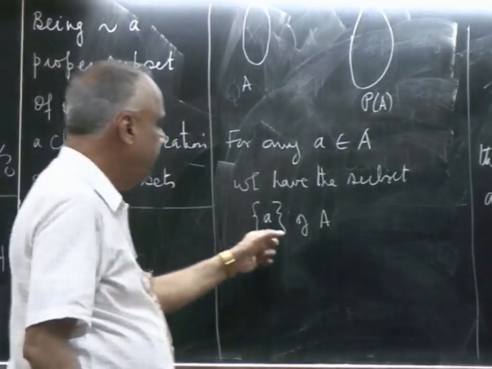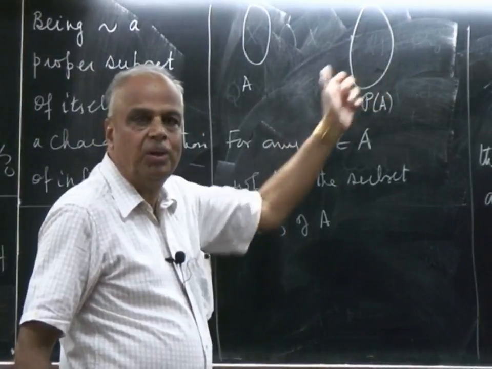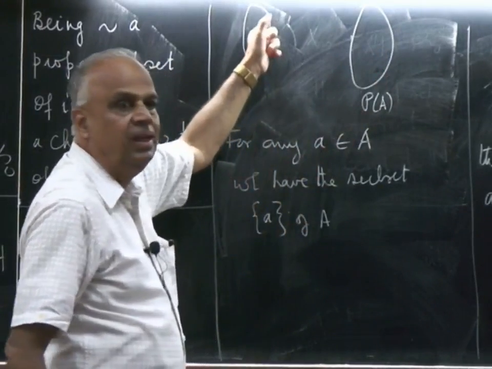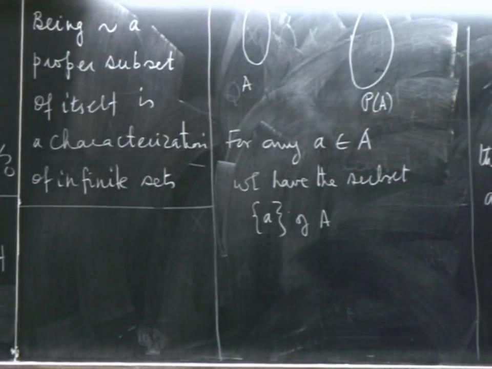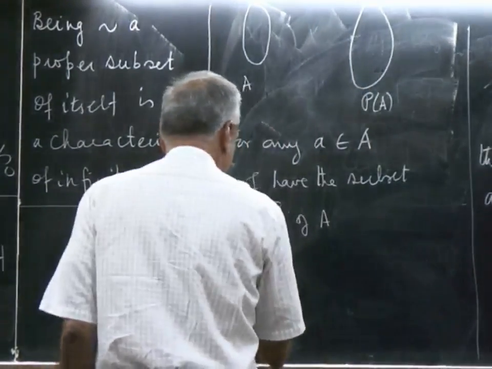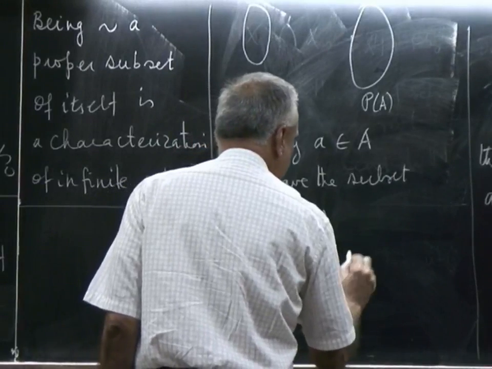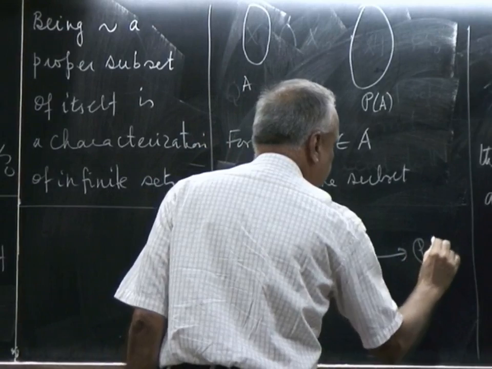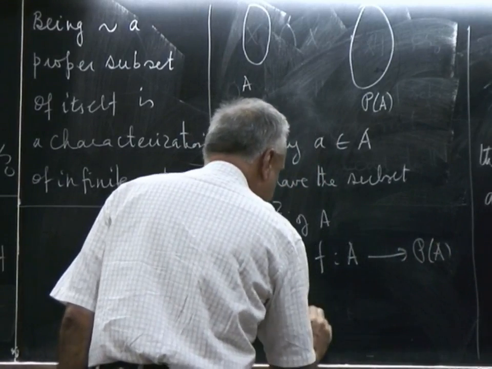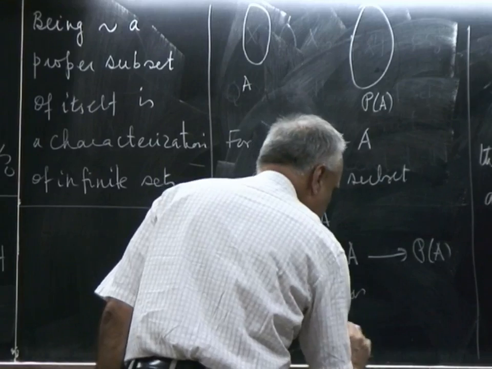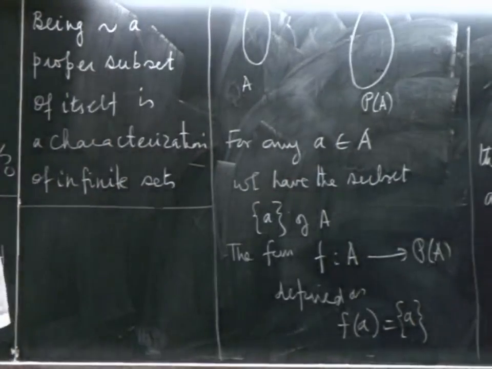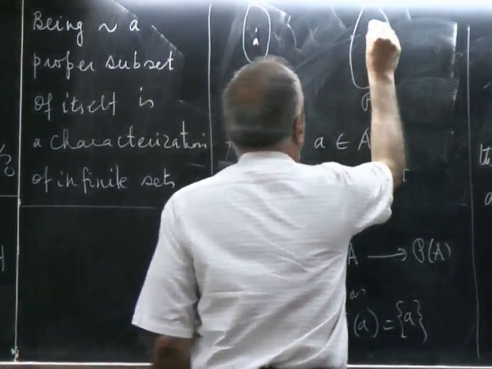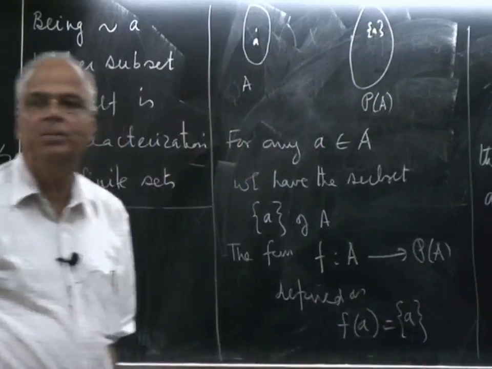So where is this fellow lying? This fellow is sitting here because it is a subset of A, and this fellow is sitting here, is an element of A. So now I am going to match the elements of A with the singleton subsets. So define a function f mapping A to PA, defined as f(a) is equal to the singleton set {a}. Okay. So the point a is mapped to the subset {a}, which is an element there.